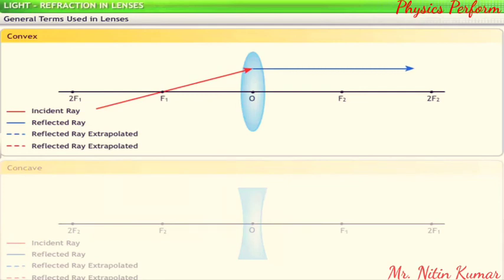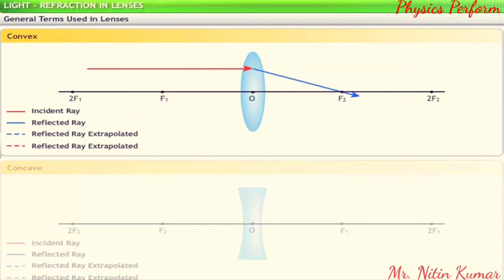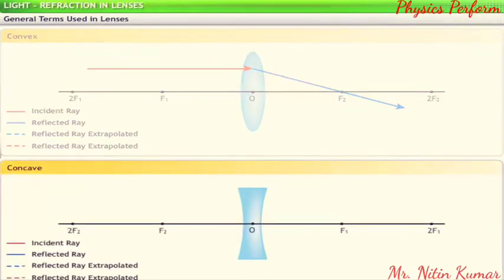In a convex lens, if an incident ray passes through a focus and its emergent ray passes parallel to the principal axis, then that focus is called the first principal focus. If an incident ray passes parallel to the principal axis and its emergent ray converges at a focus, then that focus is called the second principal focus.